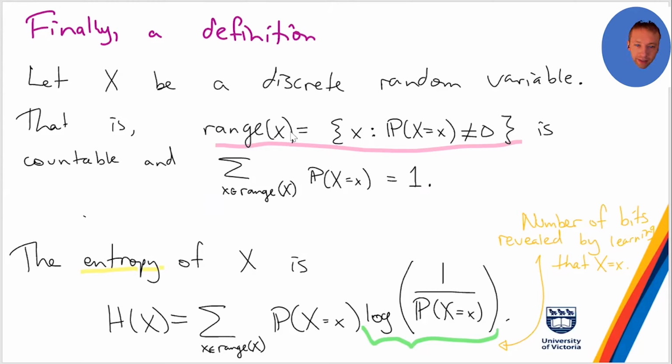So the range of x is all the values which have non-zero probability. This is just a definition. Range x is all the little x such that the probability x equals little x is non-zero. And when I say that it's discrete, what I mean is that if you sum up over all the things in the range, you compute the probability and add it up, it equals 1. So the entropy of x is the sum over all little x in the range of x, sorry if my little x's and big x's look the same, of the probability x equals x times the log of 1 over the probability that x equals x.